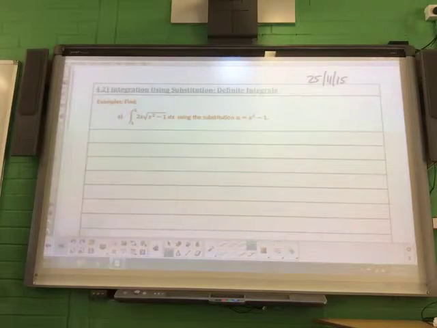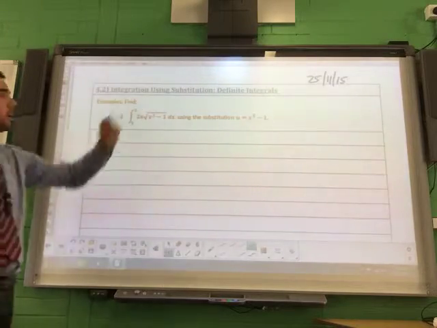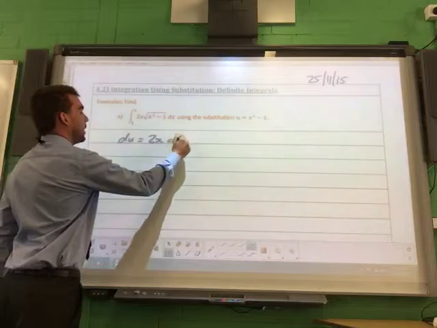Alright, so we looked at using the substitution for indefinite integrals. Okay, so we've got all the steps we needed. However, there's a couple extra things we need to do when we have a definite integral, but the steps are more or less the same with an extra step you need to do. Alright, so we do the substitution. So du is going to be 2x dx.